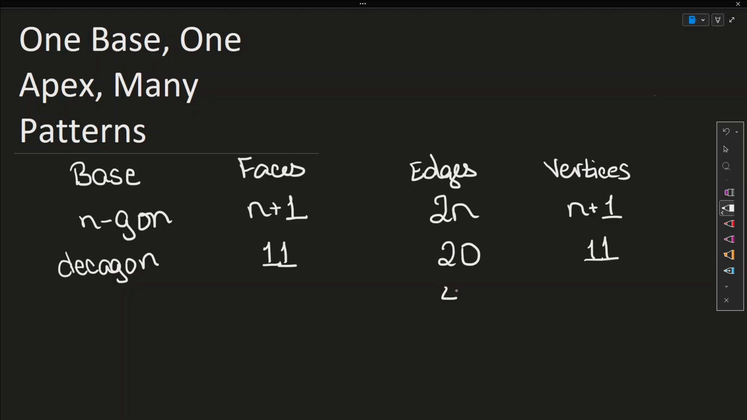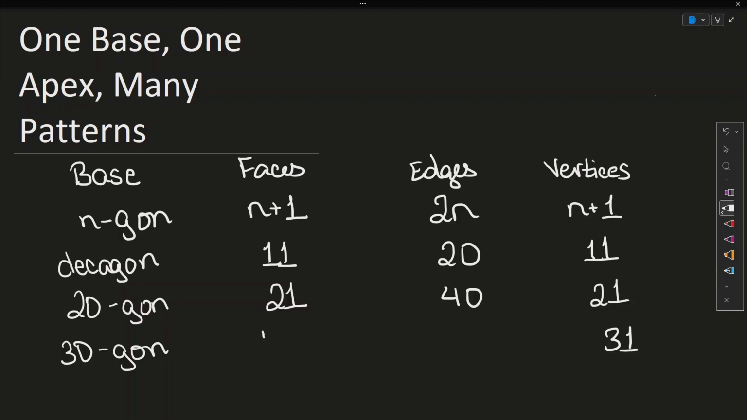What type of pyramid would have 40 edges? Well, we know 2 times the number of sides would be 40. That tells me that the number of sides in the base is going to be 20. It'll be a 20-gon pyramid. This will result in 20 plus 1 faces and 20 plus 1 vertices. Next, let's consider a pyramid that has 31 vertices. Well, since the vertices is the number of sides plus 1, the base needs to have 30 sides. This tells me it will also have 31 faces, and 2 times 30 would give us 60 edges.